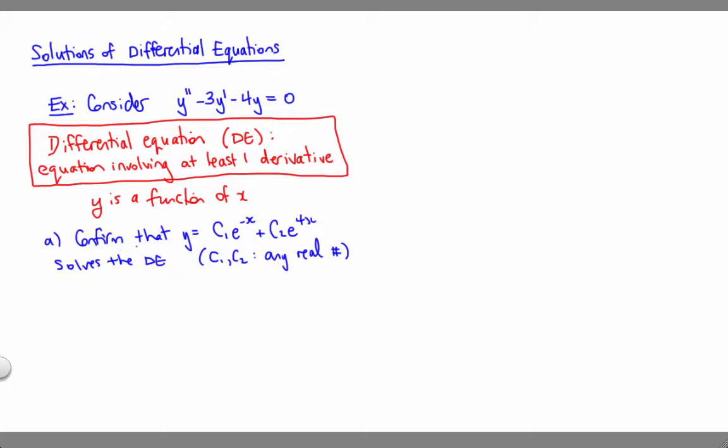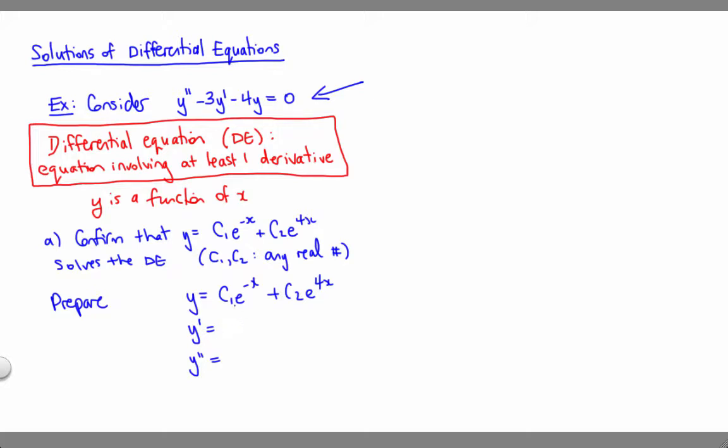Part A, we want to confirm that the following function y solves the DE, and C1 and C2 represent any real numbers. Intuitively, what we want to do here is plug our function y into the DE and just check that it works. So in order to do that, first thing we're going to need to do is prepare our ingredients. So I'm going to copy y down again just for clarity. And the idea is that we're going to need to figure out y prime and y double prime so that we can check whether this function works.